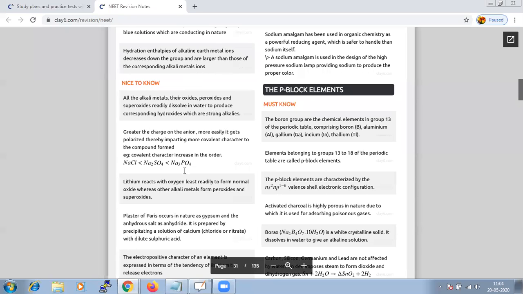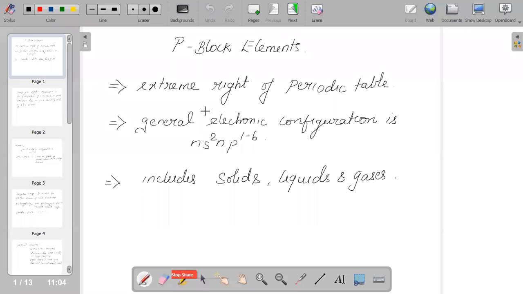So let us learn the chapter P block elements. The P block elements are present in the extreme right of the periodic table, and the general electronic configuration is ns2 np1 to 6. When we categorize the elements in the P block, it includes solids, liquids, and gases. The elements of this group are basically metals, non-metals, and metalloids, across the period in a periodic table.